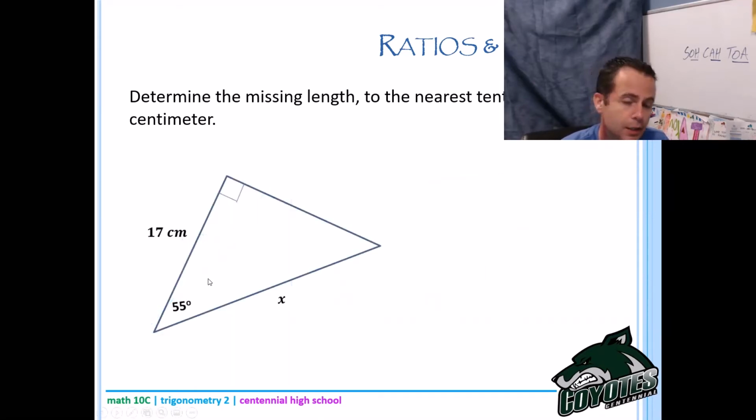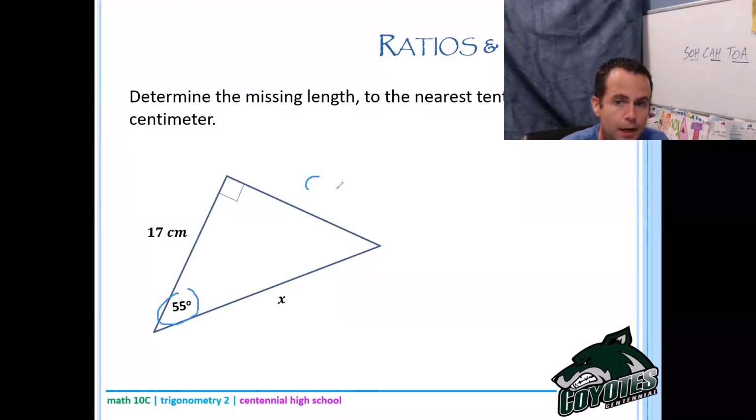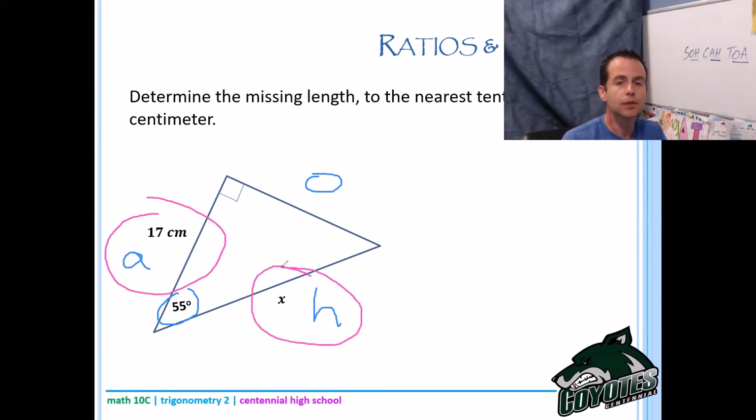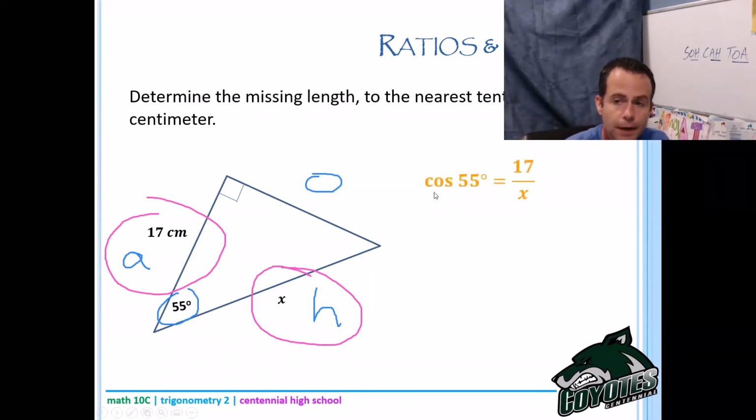Okay, now we'll take a look at this guy. I'm looking at this angle, so this is my opposite, this is my hypotenuse, this is my adjacent, okay? And so now I'm looking at what do I have and what do I need? I have the adjacent, I need the hypotenuse, so I'm looking for a trigonometric function that connects adjacent and hypotenuse together, and that would be cosine. So I set myself up, cosine of 55 degrees is adjacent, which is 17, over the hypotenuse, which is x.